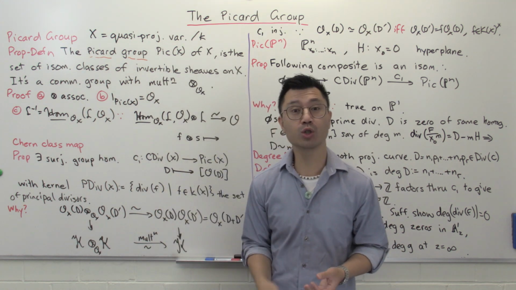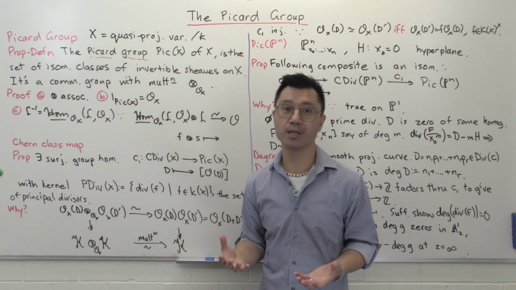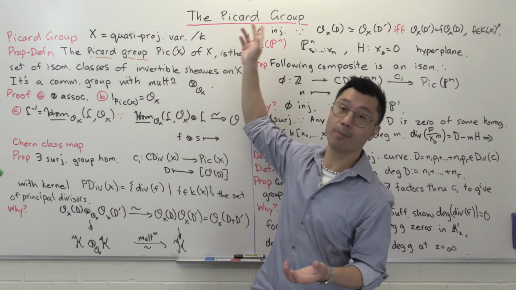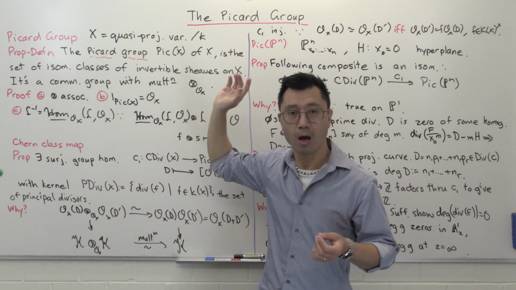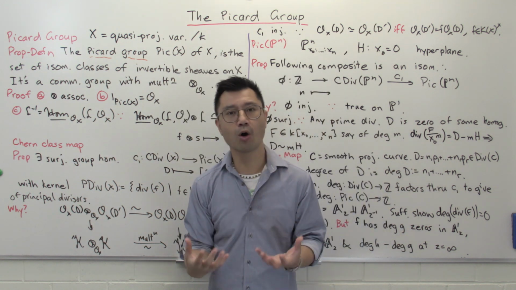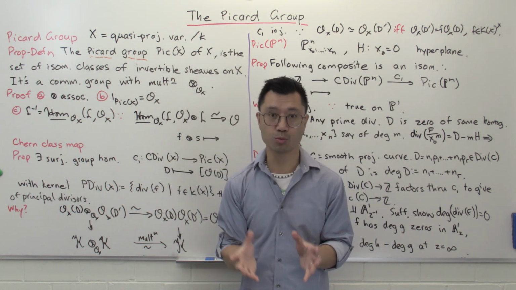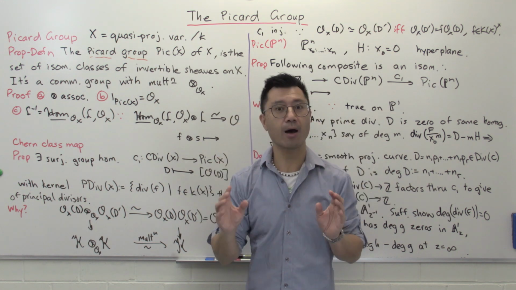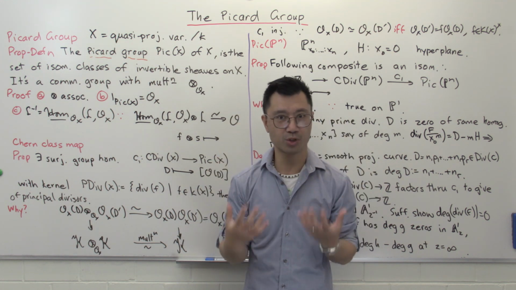In this video, I want to talk about a very important invariant in algebraic geometry, that of the Picard group of a variety. So recall that line bundles are very important in algebraic geometry because their sections allow us to create maps into projective space.